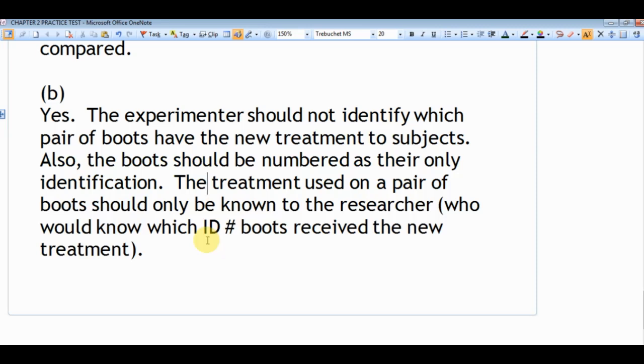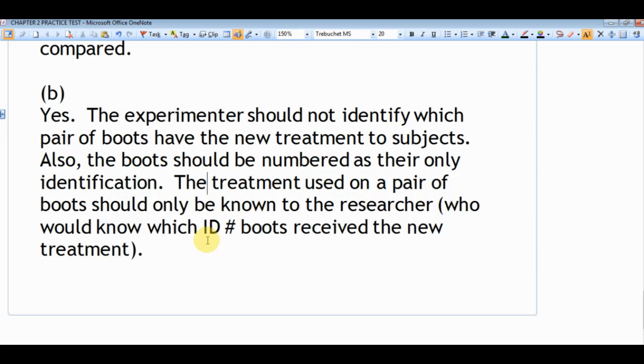So in a very real way, the person actually who you go in and show the boots to, the person who measures the differences or measures the damages, they don't know what boot they're measuring. They know the ID number, but they don't know which method corresponds with which ID number.